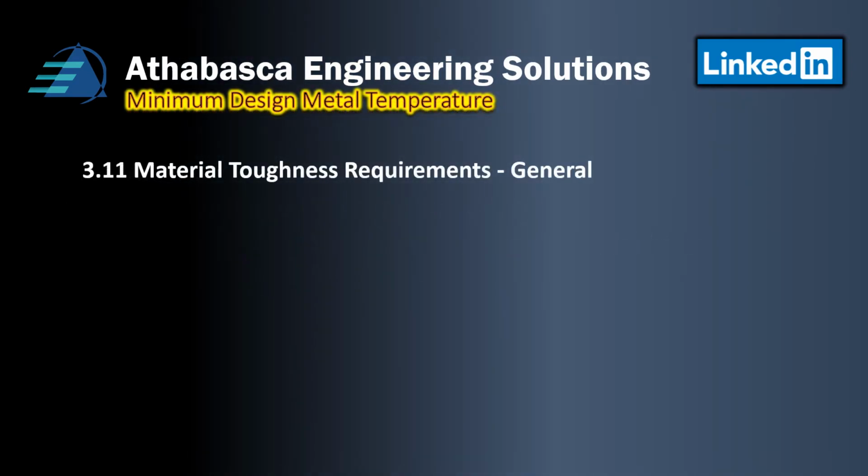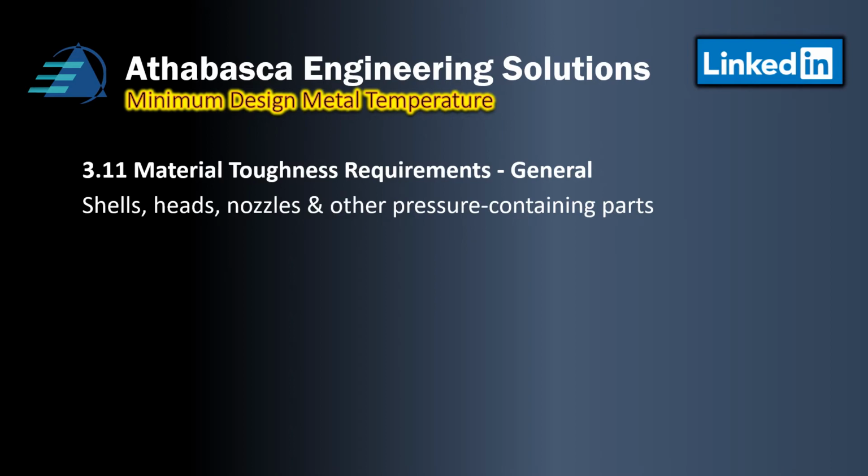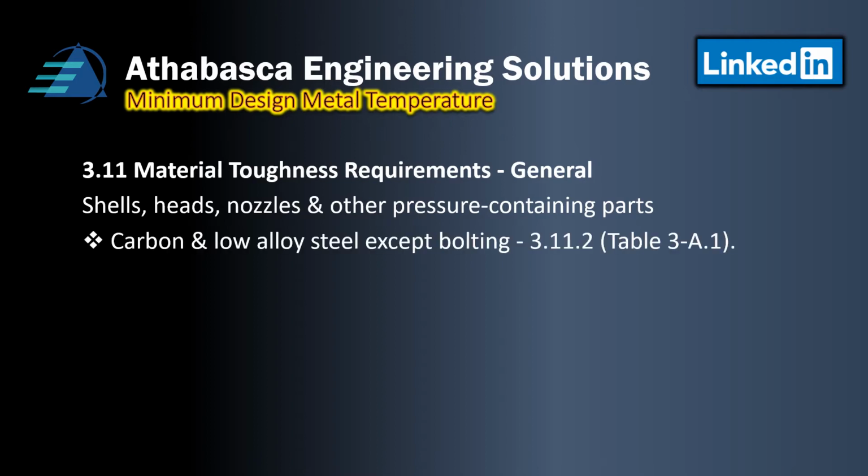Material toughness requirements, general requirements. We're talking about heads, nozzles, and other pressure containing components, okay? There are groupings, and this is how it works. We're going to talk about carbon and low alloy steel, except bolting, where we'll spend most of our time, and this is located in section 3.11.2. In particular, we'll look at Table 3-A.1, and that's the listing of the applicable materials that are recognized by the standard.